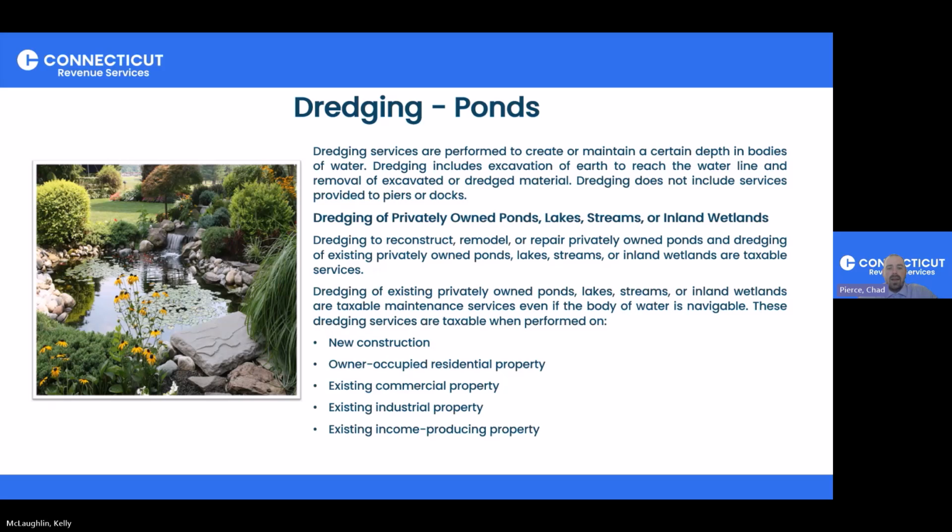You will note in that last paragraph it states taxable maintenance services. So I just wanted to go over some taxable maintenance services that we do see a lot. Some of those are gutter cleaning, snow plowing, or power washing a house. These are not landscaping services and are all maintenance services to real property, which are taxable.